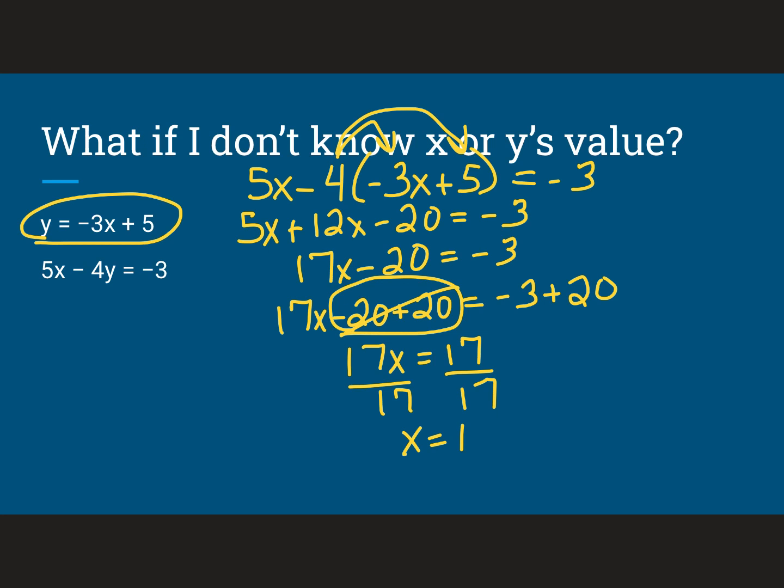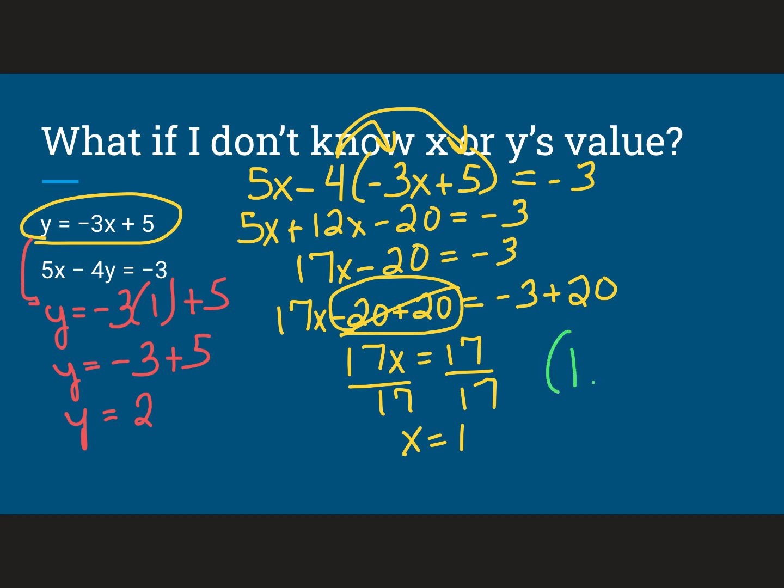Okay, so now I know the value of x. Time to find the value of y. So I'm going to go back to this equation. I know y equals negative 3 times x plus 5. We said x is 1, so let's put that there. So y equals negative 3 times 1 is negative 3 plus 5. Negative and positive, my answer is going to be positive. 5 minus 3 gives me 2. So again, I have to go x then y, so my x value is 1, my y value is 2.